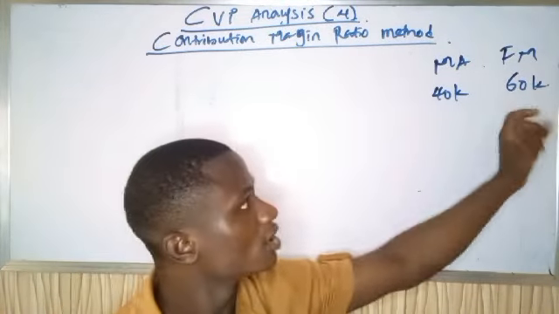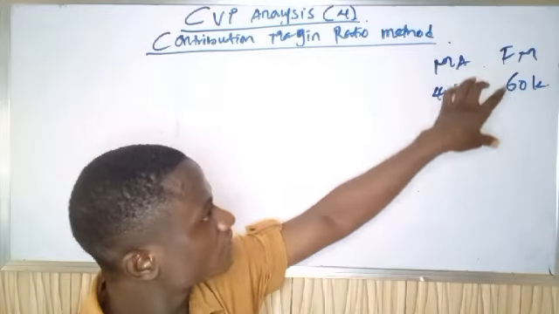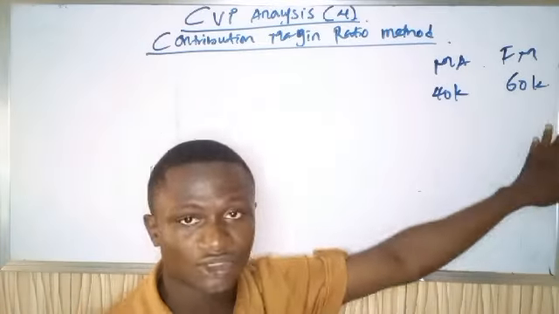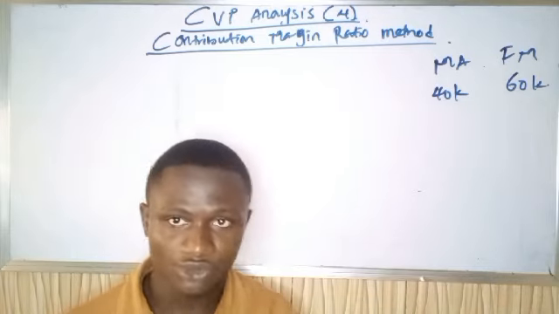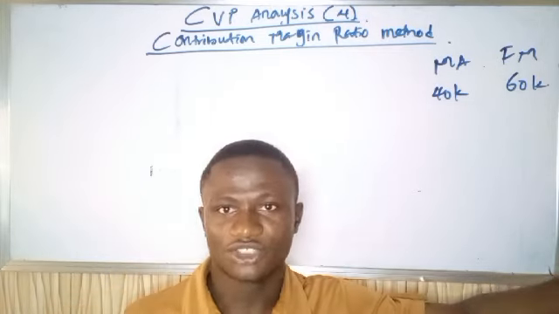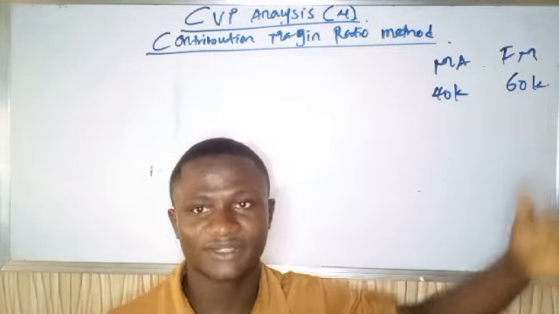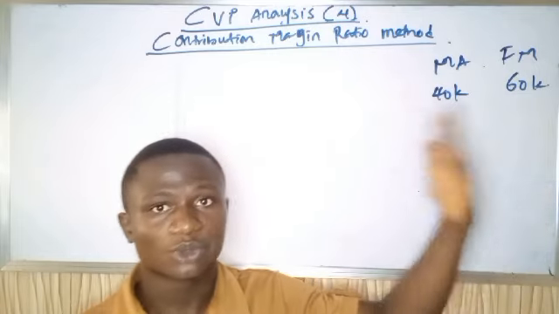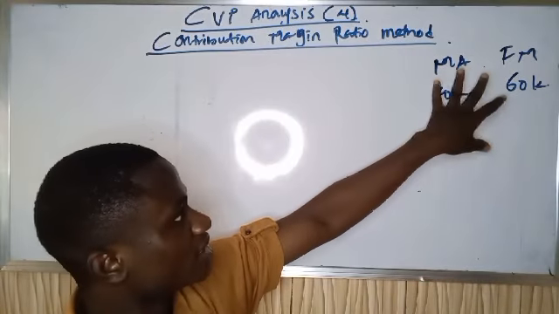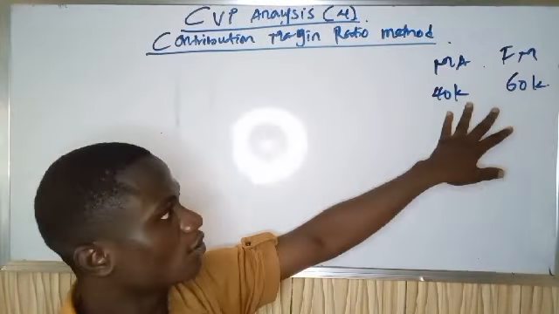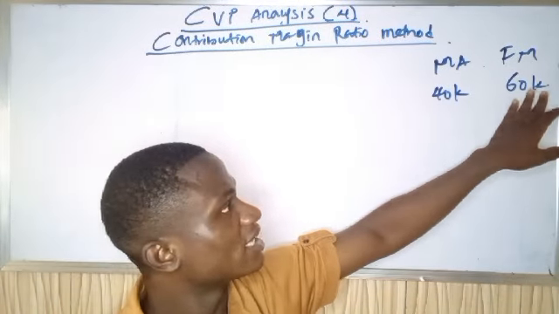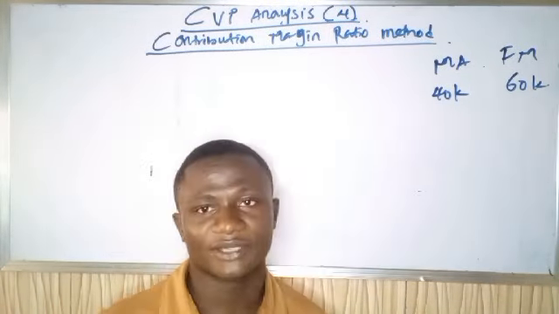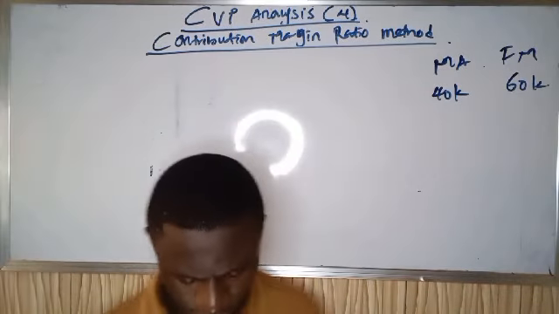So for MA, this 40,000 unit that was produced and 60,000 unit that was produced is not for the current whatever we want to solve. It's just a past history of what they have sold, probably in the last accounting period or whatever. So we are selling 40% of our sales is gotten from MA, and 60% of our sales value is gotten from FM. That is what this means.